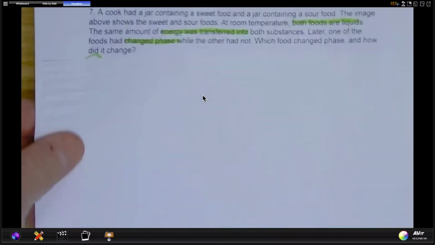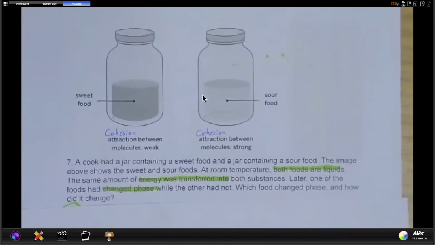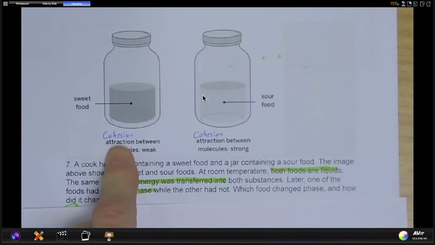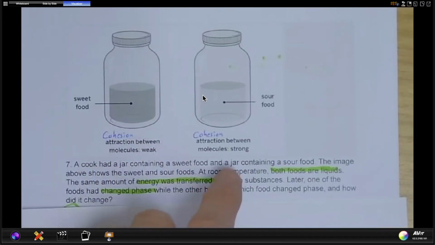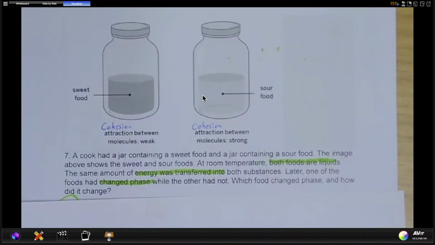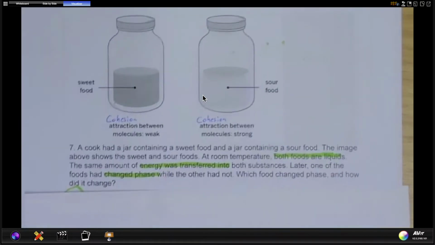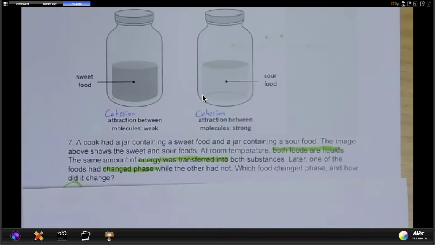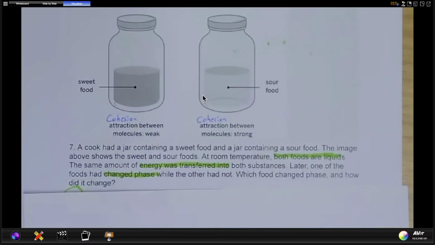Okay, moving on to question number 7. So this one's got a lot of wording and you got to really keep track of it. Hopefully everybody recognized I couldn't change this on the test because this is the GIF, but attraction means cohesion. So this sweet food has weak cohesion. The sour food has strong cohesion. So this says a cook had a jar containing sweet food and a jar containing sour food. The image above shows the sweet and sour foods at room temperature. Both foods are liquid. That's a really important thing. It tells us the state at the start.